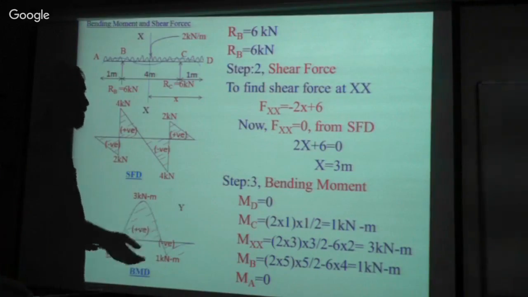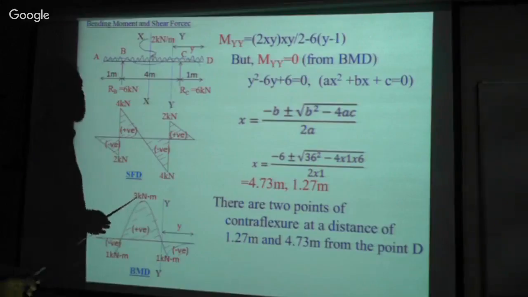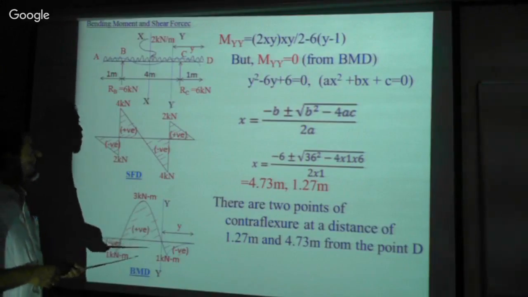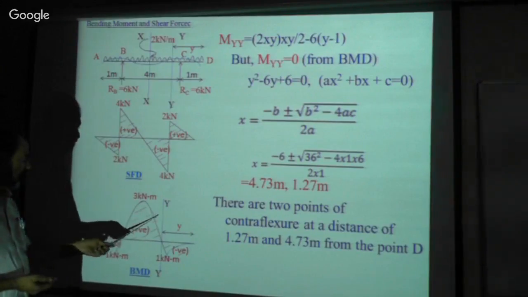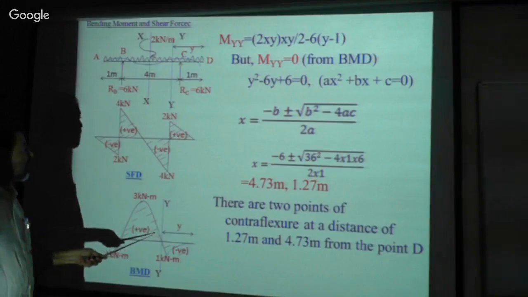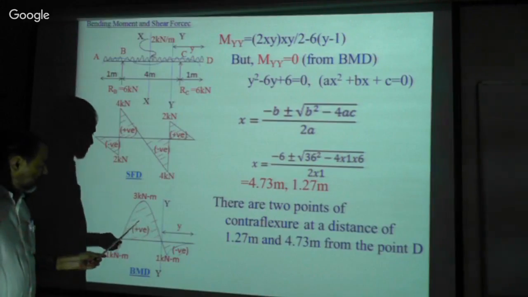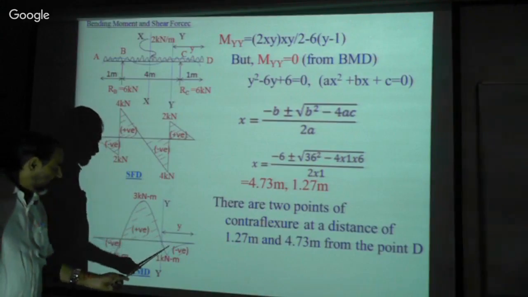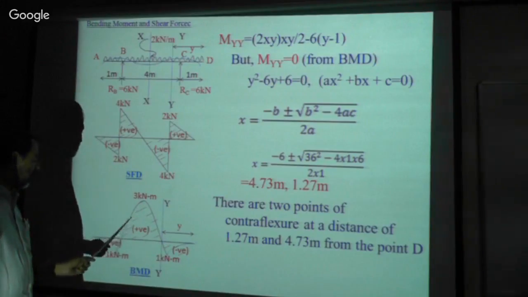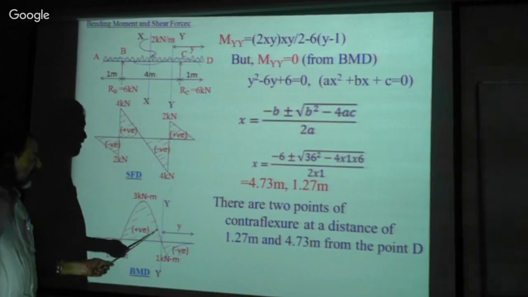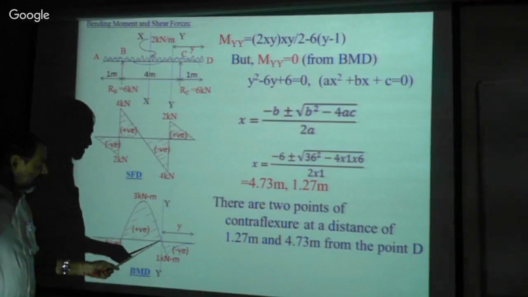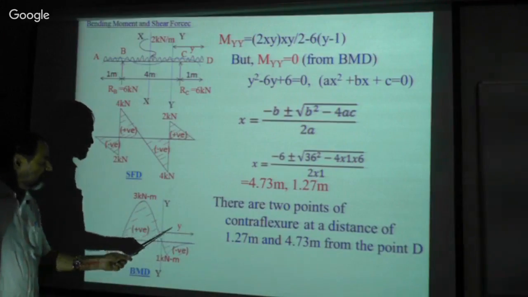Next slide, please. And you know, now this is one again. There are 2 points of contraflexure here. A point of contraflexure is where the bending moment changes its sign from positive to negative, or negative to positive. There are 2 points of contraflexure. We need to calculate the point of contraflexure here. Now this is where it is located.